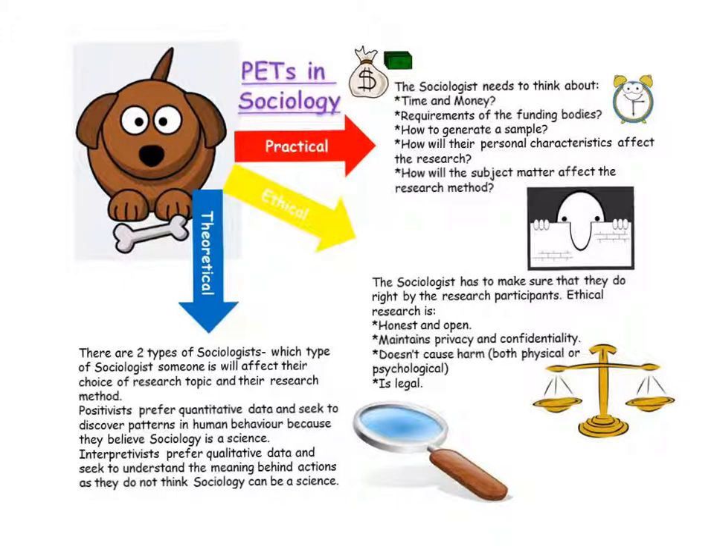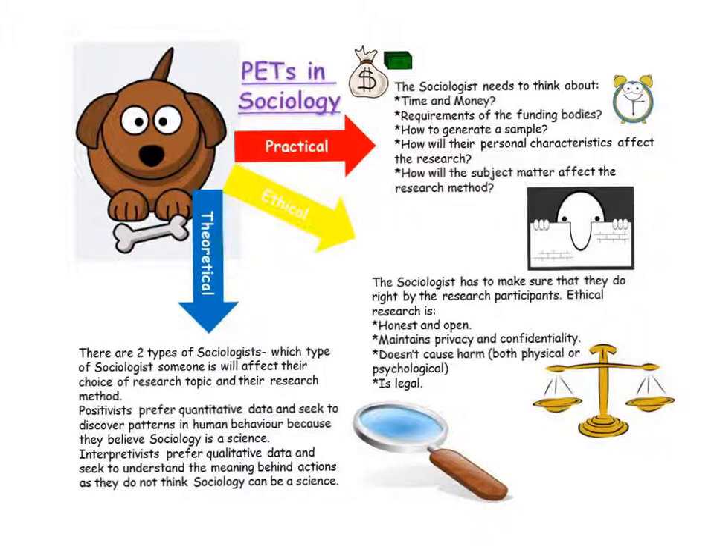So to revisit the PETs again. PETs is practical issues such as time, money, getting funding, deciding who you're going to research. Ethical issues are related to being honest and open with research participants, maintaining their privacy and confidentiality, not causing any physical or psychological harm to research participants, and also making sure that everything that is done is within the bounds of the law.